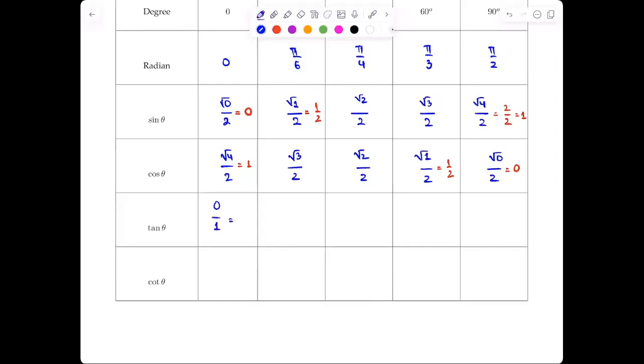So here you get 0 over 1 is equal to 0. For 30 degree angle, you have 1 half divided by root 3 over 2, or this is 1 over root 3, or root 3 over 3. The next one is root 2 over 2 divided by root 2 over 2, which is equal to 1. Now here you have root 3 over 2 divided by 1 half. Well, this is just root 3. Tangent of 90 degree angle. What do you do? You do 1 divided by 0. What do you get? What is the answer?